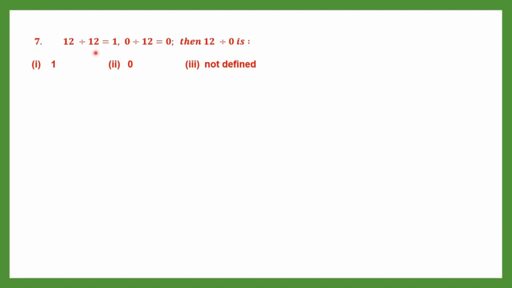Question 7. 12 divided by 12 is equal to 1. 0 divided by 12 is equal to 0. Then 12 divided by 0 is equal to what? Okay, so this we know. 12 divided by 12 we know is 1. 0 divided by 12 we know is 0. Now 12 divided by 0. Now we have to remember this. When any number is divided by 0, the answer is not defined because we don't have the tables of 0, isn't it? If 0 is divided by any number, you can say the answer is 0. But any number divided by 0 cannot be defined. That means the answer is option 3, not defined.